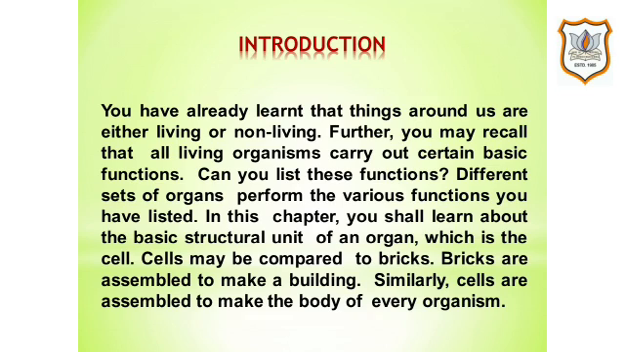Nervous organs like brain, nerves, sensory organs perform coordination of all body systems. Similarly, circulatory organs like heart, arteries, veins perform circulation of blood. Students, in this chapter, you shall learn about the basic structural unit of an organ, which is the cell. Cells may be compared to bricks. Bricks are assembled to make a building. Similarly, cells are assembled to make the body of every organism.